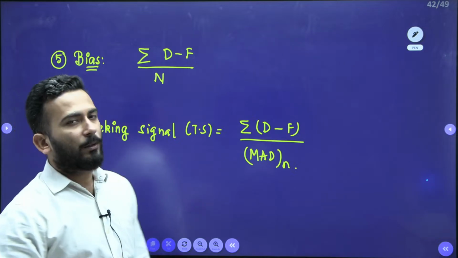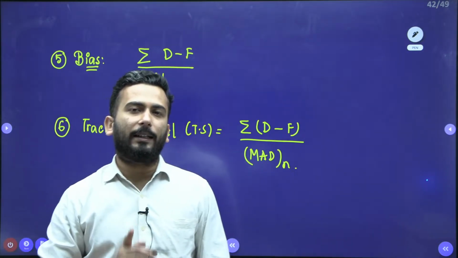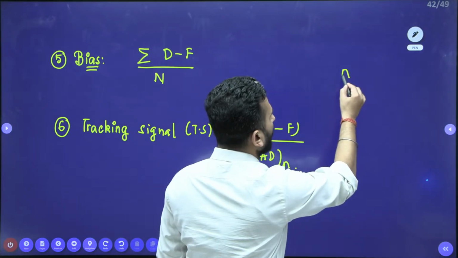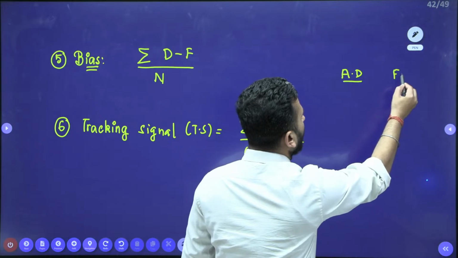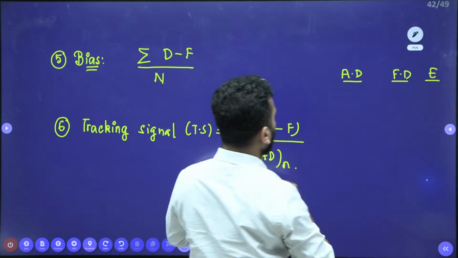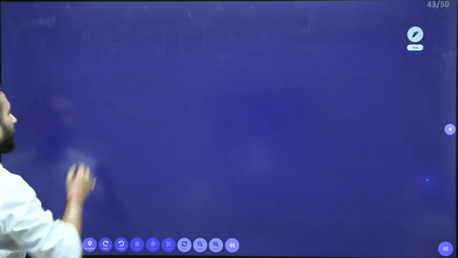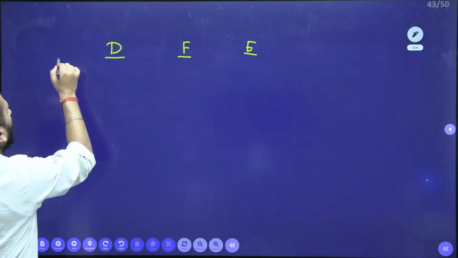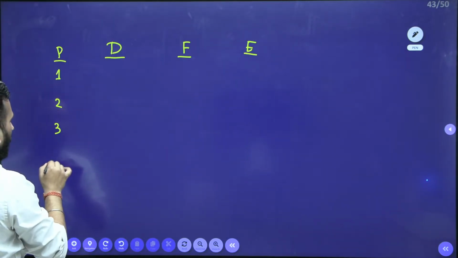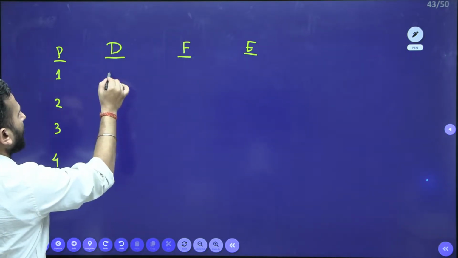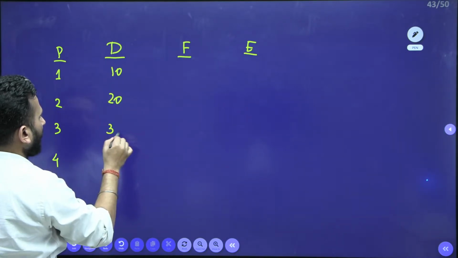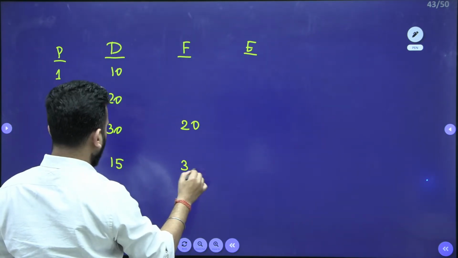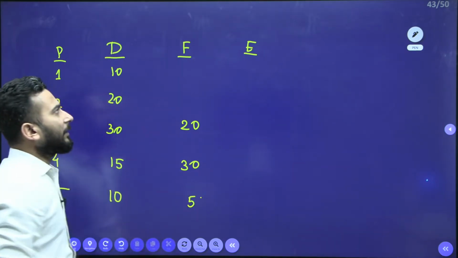And my dear friends, I would like to conclude this chapter with a very important concept in error. Suppose this is the actual demand, this is your forecasted demand, and this is your error. Okay, let me take a new slide. This is your actual demand, this is your forecasted demand, and this is your error. This is your period, let's say 1, 2, 3, 4, 5. Let's say you have demand values like 10, 20, 30, 15, 10. And for the forecast values, let's say you have 20, or 30, and 5. Something like this.